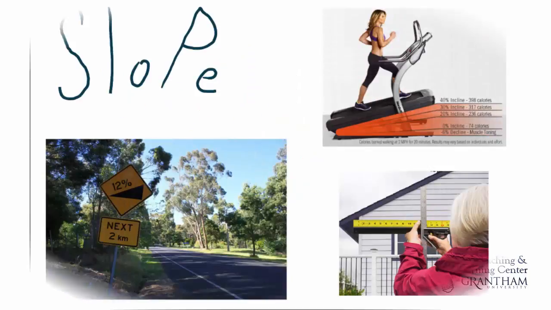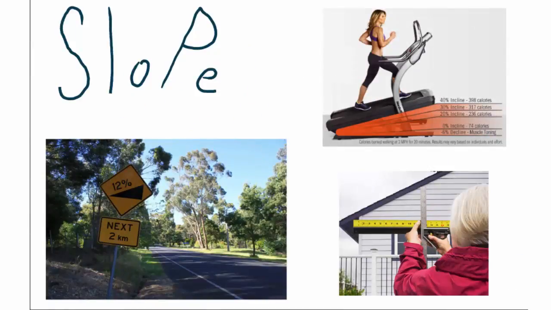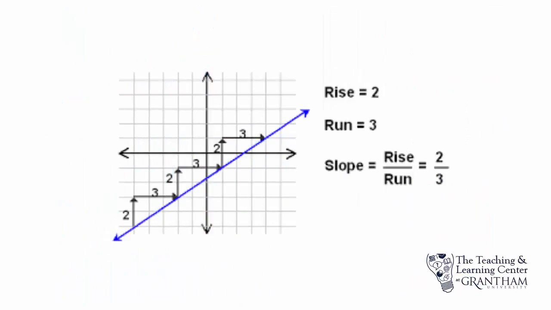Slope. The slope is a measure of the steepness of a line or a section of a line connecting two points. Think of the pitch of a roof, the incline on a treadmill, or even the grade on a mountain road. Slope is determined by the rise over run, where the rise is the distance traveled on the y-axis and the run is the distance traveled horizontally, the x-axis.